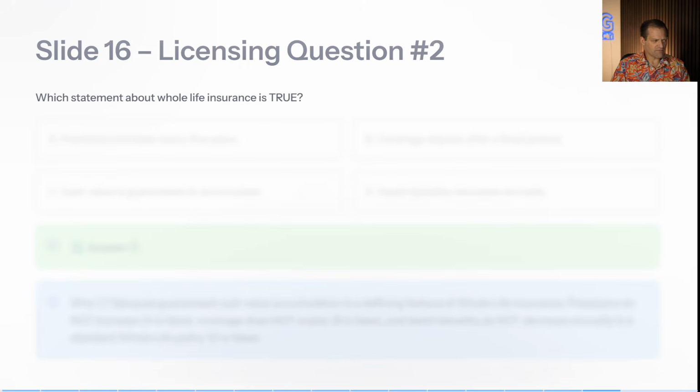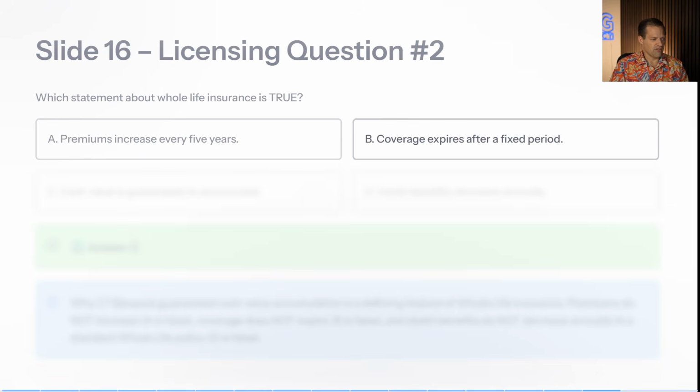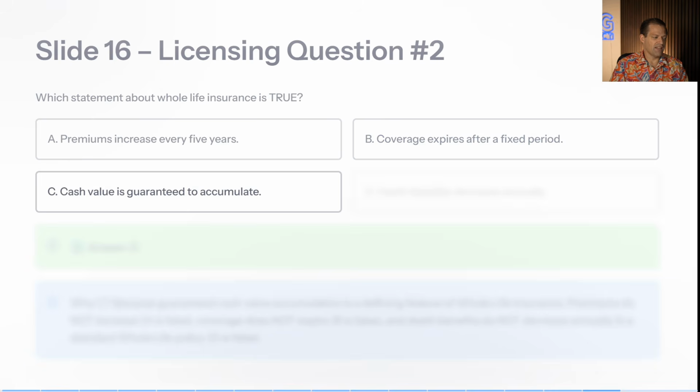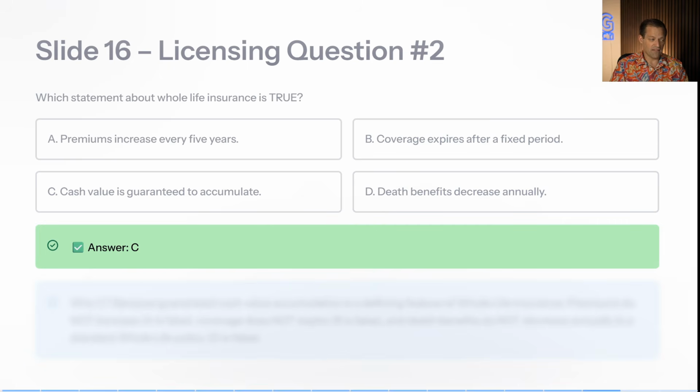Slide 16. Which statement about whole life insurance is true? Premiums increase every 5 years. Coverage expires after a fixed period. Cash value is guaranteed to accumulate. Or D, death benefits decrease annually. The answer is C. That's just a factor of cash value. Everything else here is more of a factor of term insurance. Okay.